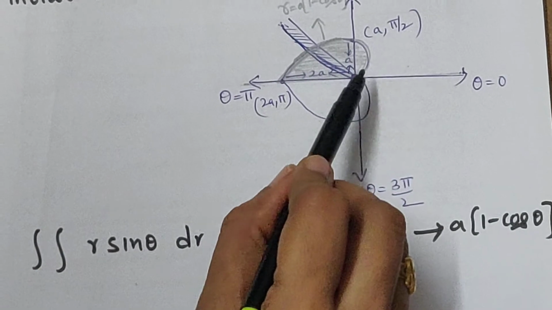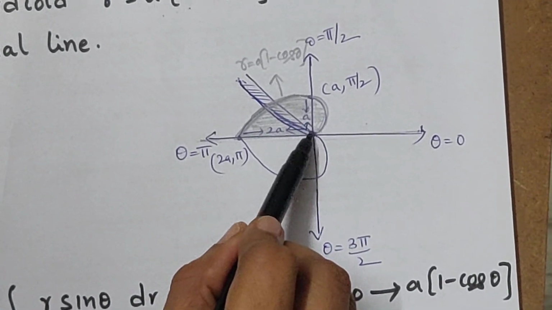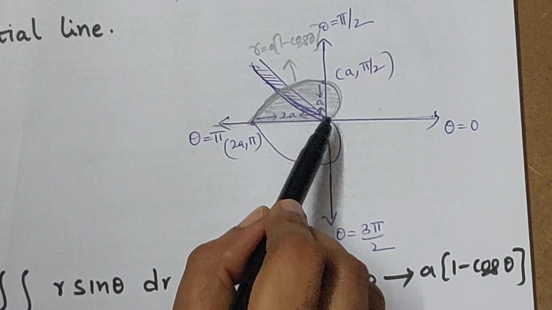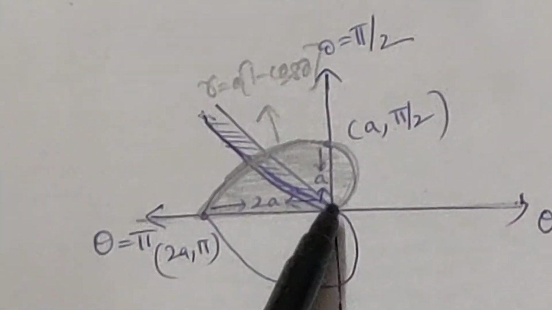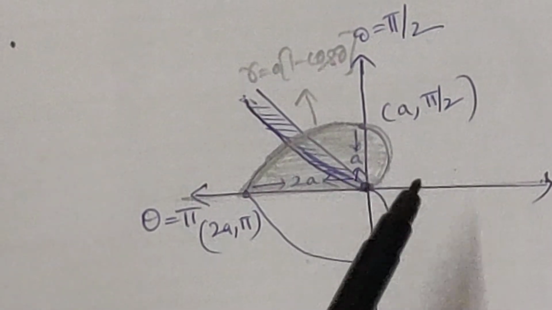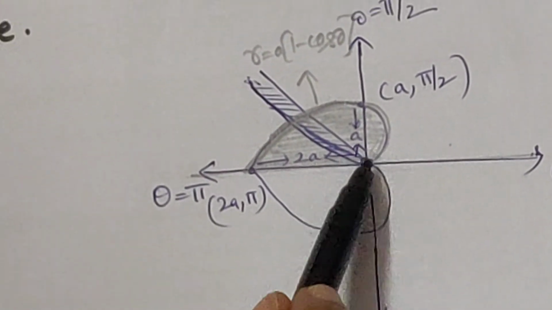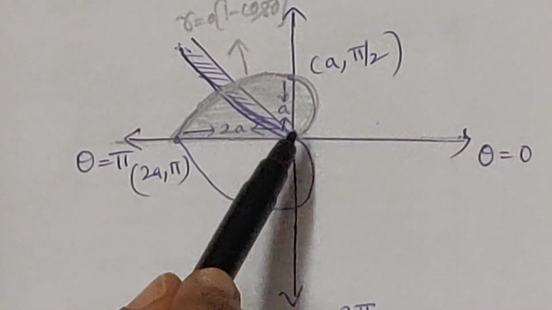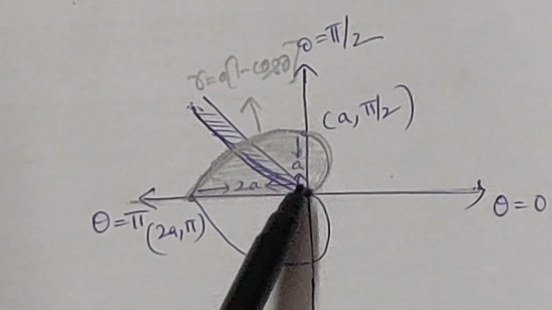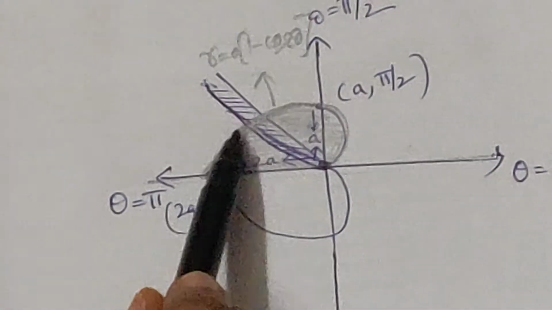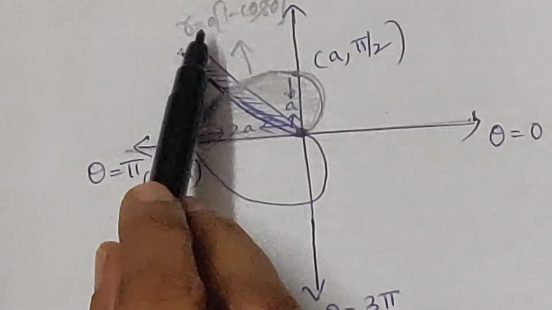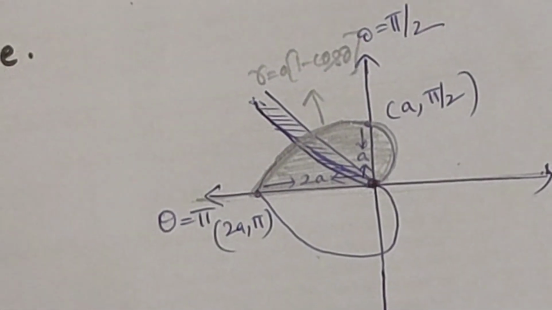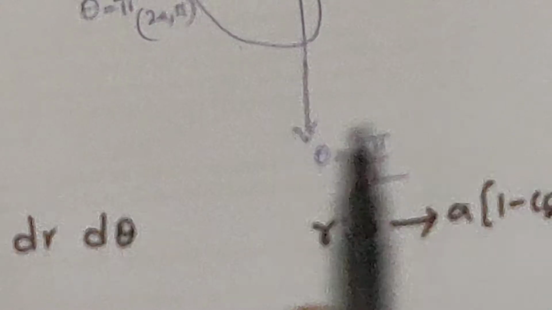Consider the radius vector in the region of integration. In the region of integration, the pole is also present. So the r limit is 0 to the point where the radius vector enters the region at the pole and exits at the boundary of the cardioid. Boundary means the equation r equal to a into 1 minus cos theta. So r limits are from 0 to a into 1 minus cos theta.